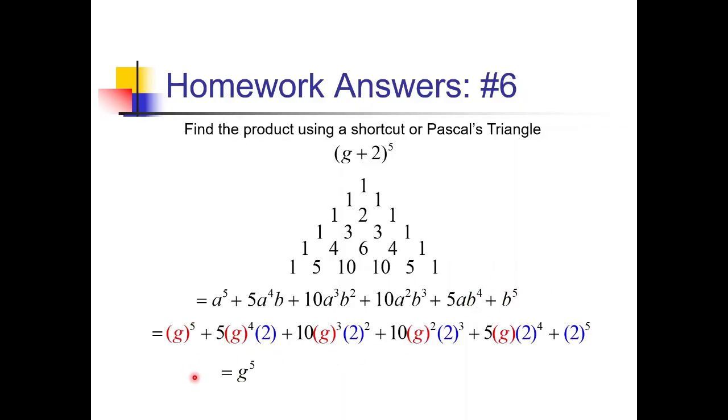So that's g to the fifth, nothing to really do there. 5 times 2 is 10g to the fourth. Next up, 2 squared is 4 times 10 is 40, so this is 40g cubed. And 2 cubed is 8 times 10 is 80, so 80g squared. 2 to the fourth is 16 times 5 is 80, so this is plus an 80g. And then finally 2 to the fifth is plus a 32.